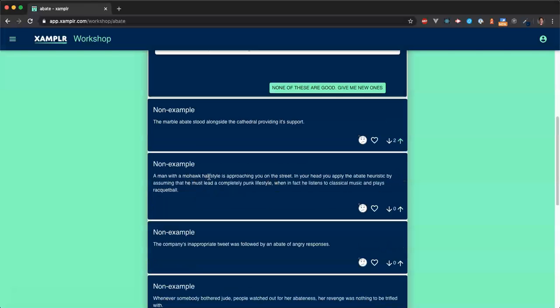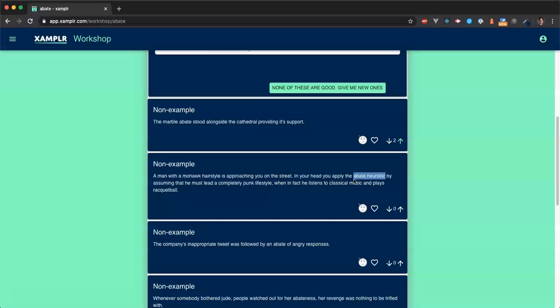A man with a mohawk hairstyle is approaching you on the street. I know that this is an example of the term representativeness heuristic. So it took the word abate heuristic. In your head, you apply the abate heuristic by assuming that he must lead a completely punk lifestyle when in fact he listens to classical music and plays racquetball. This would probably be a good non-example.